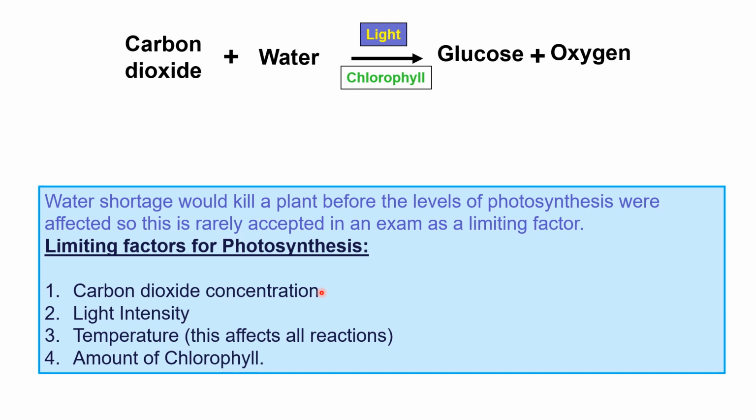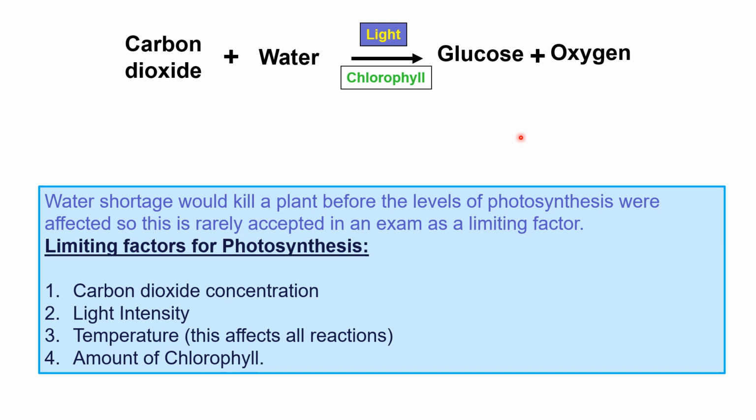So the 3 limiting factors, there is a 4th one, but the 3 I want you to consider are carbon dioxide concentration, light intensity, and temperature. They can limit the rate of photosynthesis because if there's no carbon dioxide, you don't have enough reactants. If there's no light, you don't have enough energy. And temperature affects enzymes: enzymes will work slowly if they're cold because they're moving slowly, or they denature at high temperatures because the active site changes shape.